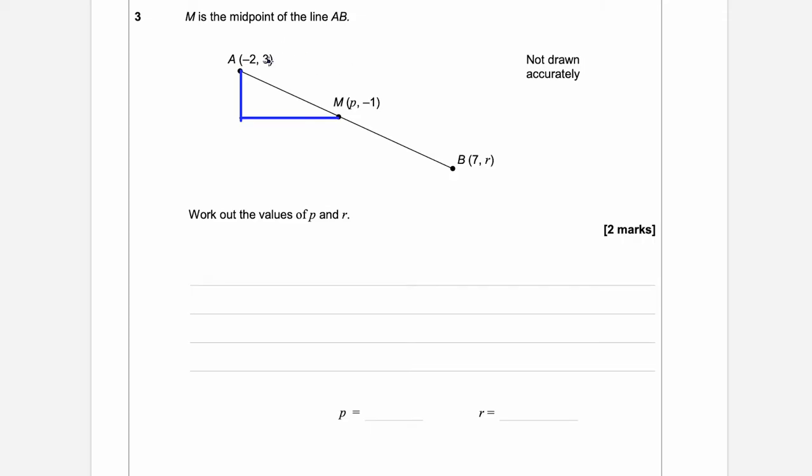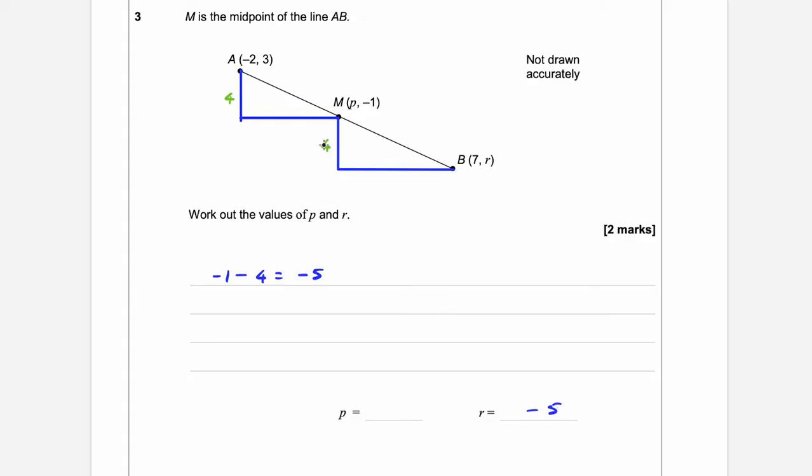Okay, so this distance is what? Well, I go from 3 to minus 1. So that distance there, the y, has to be 4. So it's like going down 4. So here I need to also go down 4. So this has to be 4. So minus 1 minus 4 is equal to minus 5. Okay, so this here, guys, has to be negative 5.